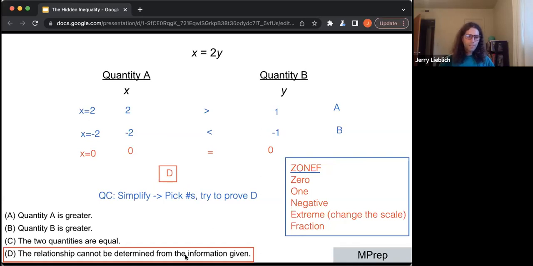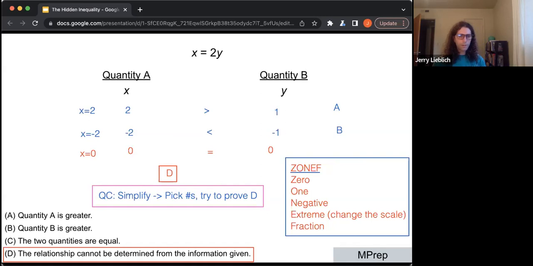Okay, so for QC, good question. So Jessica's asking, why would it be D and not C with 0? So you're right. If I'd only plugged in 0, it's giving me C. But the fact is, I'm getting different answer choices. As soon as I get two different answer choices, whether that's A and B or B and C or A and C, whatever, as soon as I get two different ones, then I know the answer is actually D. Good question.